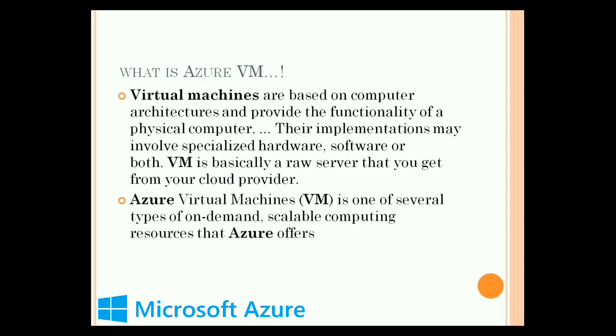So a VM is basically a raw server that you can get from your cloud provider. Azure Virtual Machines is one of the several types of on-demand, scalable computing resources that Azure offers. It means we can get hardware or software, whichever you consider, from the Azure side. Raw hardware means completely fresh hardware like CPUs, hard disk, networking devices or IP addresses, without any data; only raw hardware is provided to us.